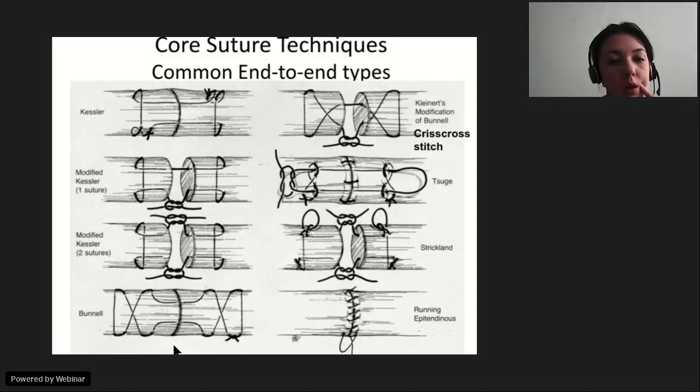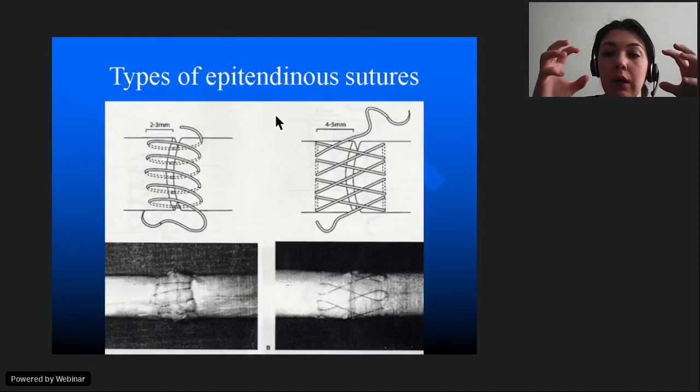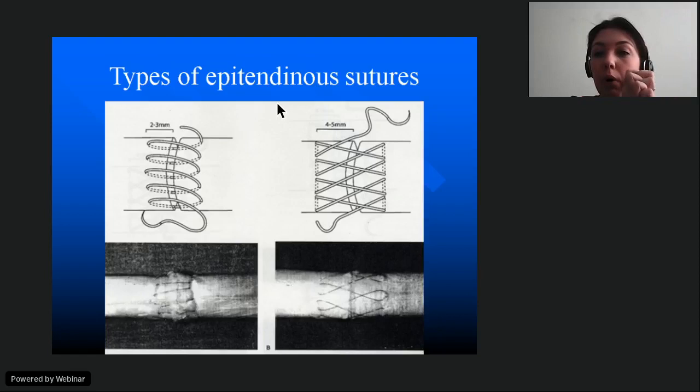So yes, here you can see many different types of sutures. All of the previous ones which we studied were core sutures, sutures which connect the tendon itself. Usually after we apply a core suture, we also apply an epitendinous suture on the surface, and it can be different. It is required for the proper adaptation of the wound margins, of the wound ends, yes?